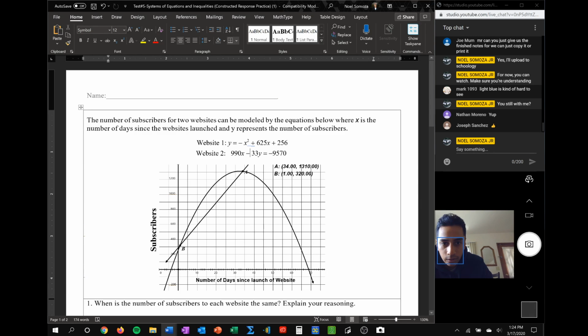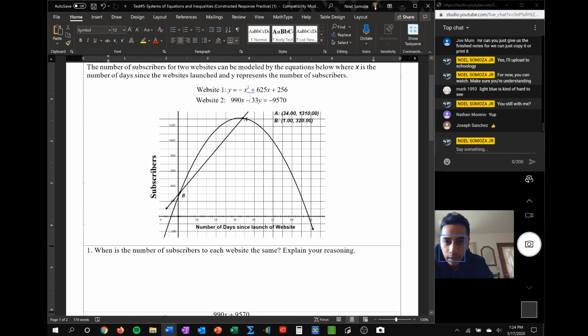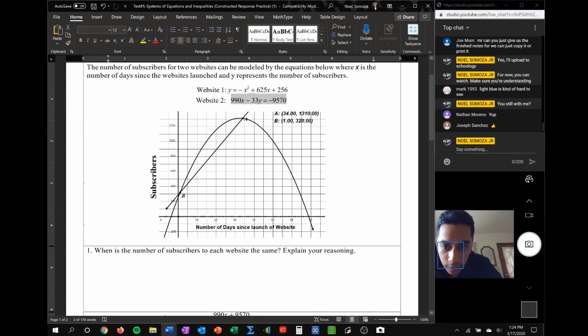And let's see. You have 2 different websites. One website is modeled by a parabola, and that represents this one. You can clearly see which one that is. That's your U shape. And then the other one is just a line. You have x, you have y, and x is to the first power. So you can see how this could become a line. You would just have to shift it around a little bit. But again, you don't have to at this point. You just have to identify which one is which.